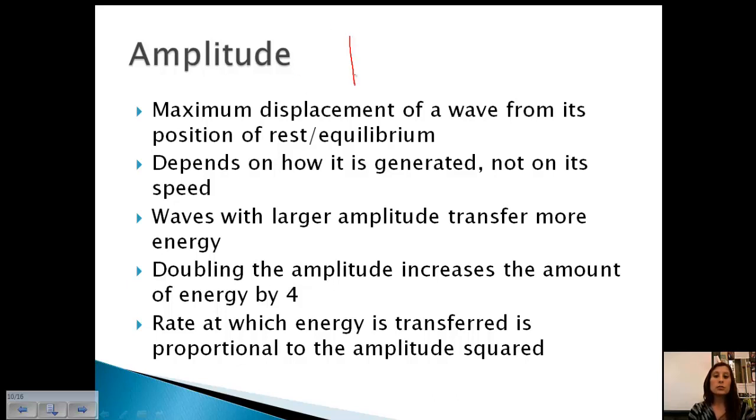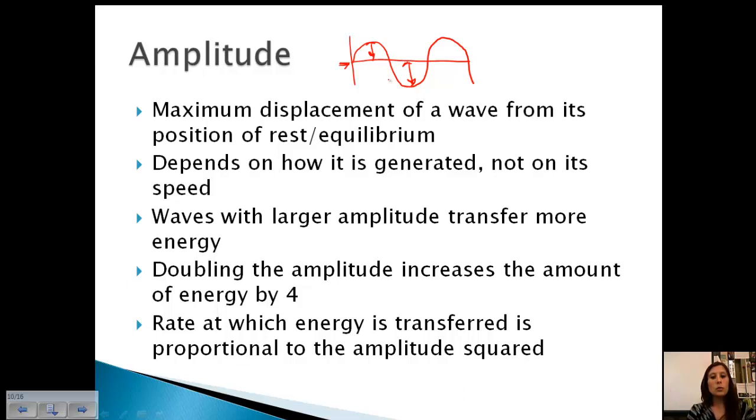So if you remember from section 1, we were talking about the guitar string and the simple harmonic motion. So if we have our wave, then if we call this our equilibrium, then this displacement is going to be our amplitude. So you can see we can have our amplitude above and below the equilibrium.